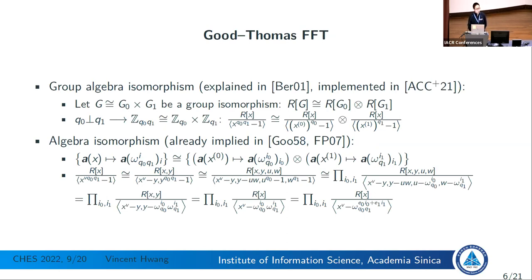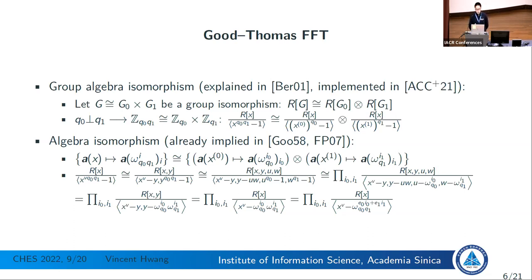Good-Thomas FFT essentially can be characterized as an algebra isomorphism. And in the survey paper by Dr. Dan Bernstein, he explains Good-Thomas FFT as a group algebra isomorphism. So we start at a group isomorphism from G to the product of G0 and G1. Then this induces an isomorphism from the group algebra of G to the tensor product of group algebras. In the language of polynomials, we look at the group isomorphism from Z_{Q0·Q1} to the product of Z_{Q0} and Z_{Q1}. So we have a tensor product of polynomial rings.